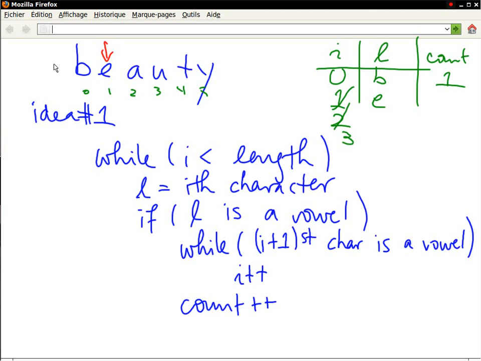What other kind of error are we likely going to run into here? Yes? When the last character pops up. So let's say we're all the way back here, where I is 5, and now we're asking, is the 6th character a vowel? What's going to happen? It's going to throw an exception. How do you guard against that? Catch. No.